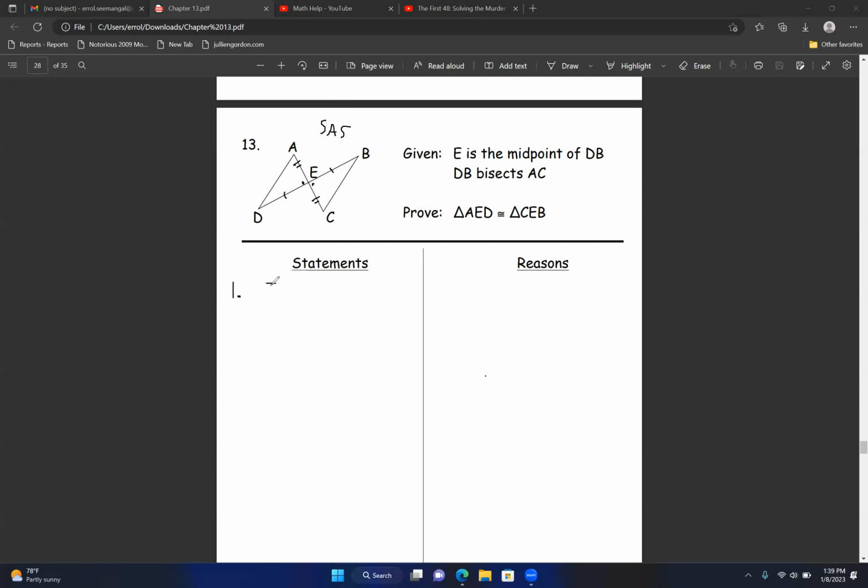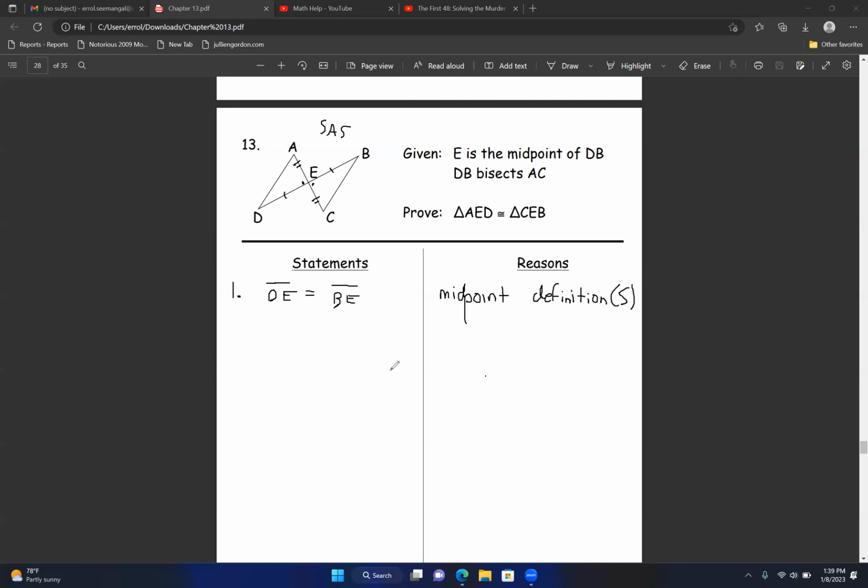Line segment DE equals BE. What's the reason? Not bisector, but this one here. Midpoint definition, yep. Midpoint definition. Okay, so that's your first S right there.